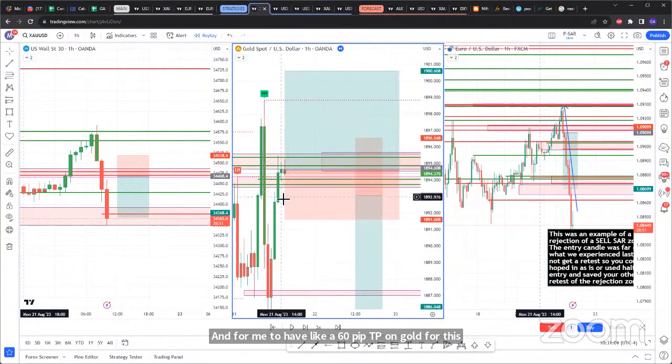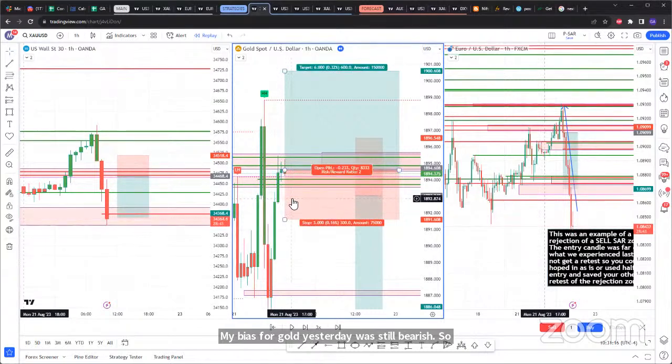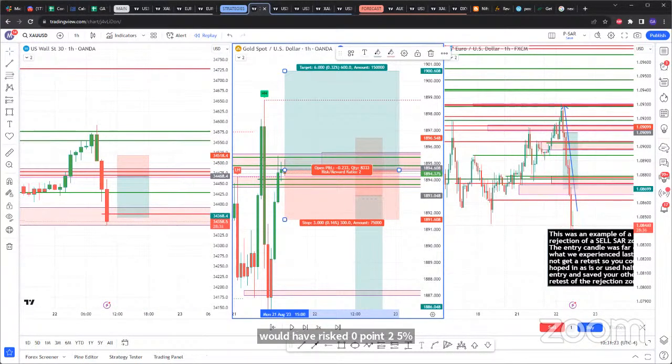Okay. Now, this is what I would have done. My bias for gold yesterday was still bearish. So instead of getting into this trade with a 0.5% risk, I would have risked 0.25%. The reason for that is because I am trading against the daily bias. So I know that the river is flowing down, but I'm trying to swim up. So if I get burnt, I don't want to get burnt the same way I could get burnt using a valid trade.